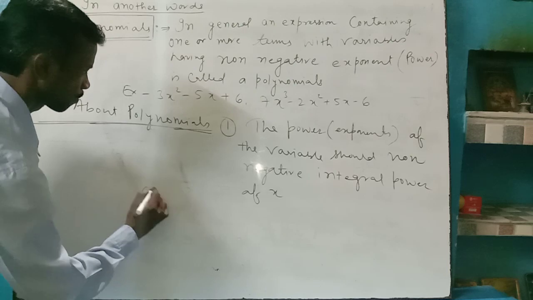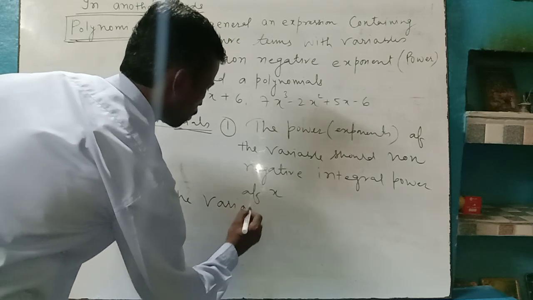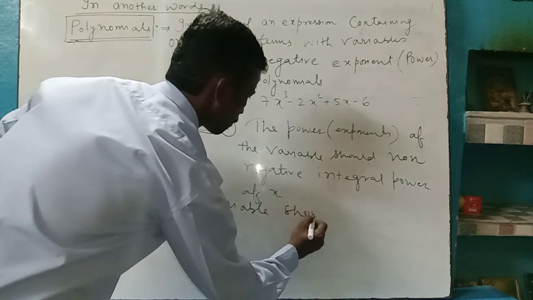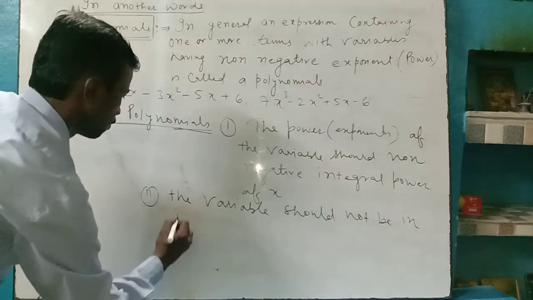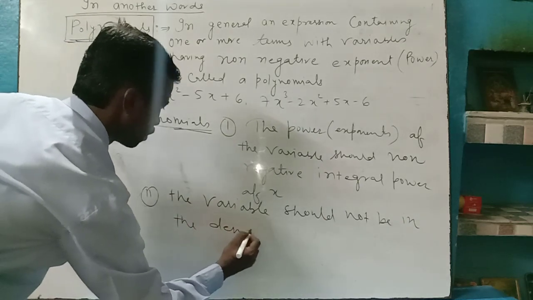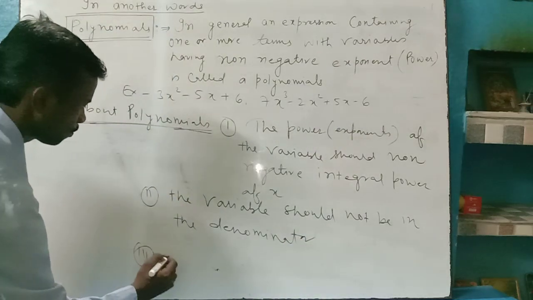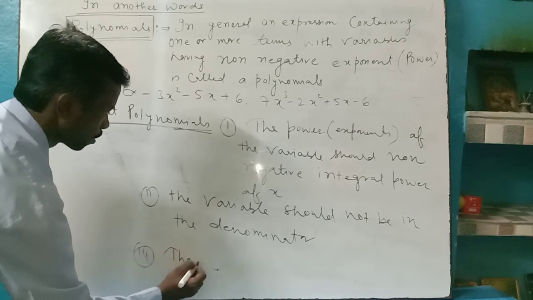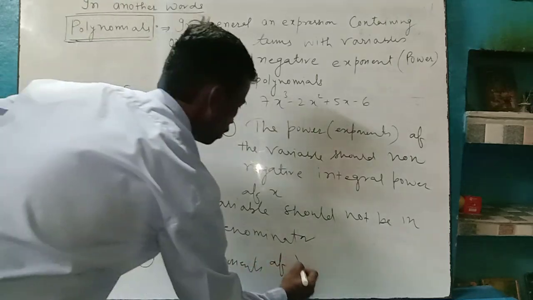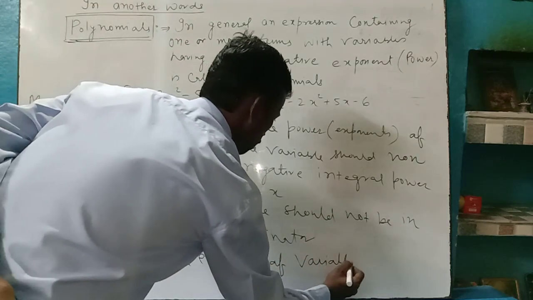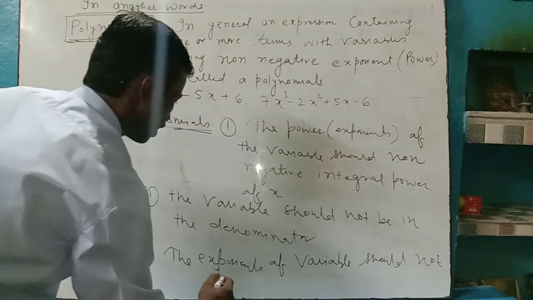And second, the variable should not be in the denominator. And third, the exponents of variable should not be in fraction.